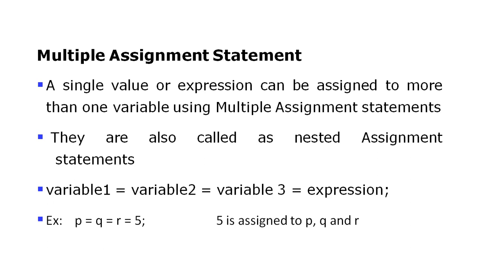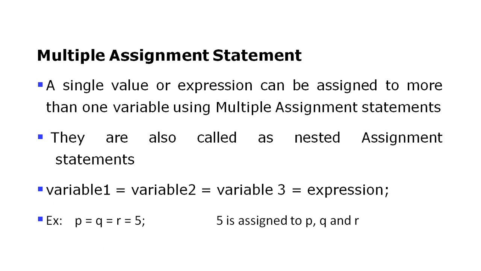See the example here, variable 1 is equal to variable 2 is equal to variable 3 is equal to expression. That is, P is equal to Q is equal to R is equal to 5. It means the value 5 is assigned to P, Q and R.